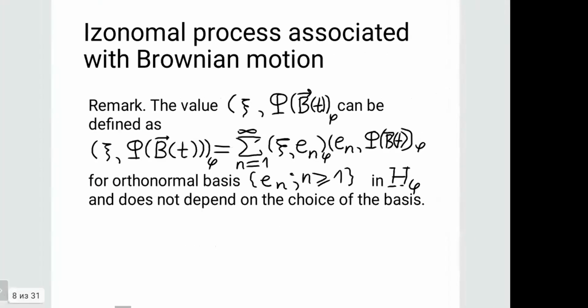Remark: let us see that the value Xi(Phi(B_t)) can be easily defined when we use an orthonormal basis e_n in H_phi. By the way, due to continuity of phi, H_phi is separable, so it has an orthonormal basis, and due to independence of B, Phi(B) and Xi, this sum does not depend on the choice of orthonormal basis. So our isonormal process is properly defined.